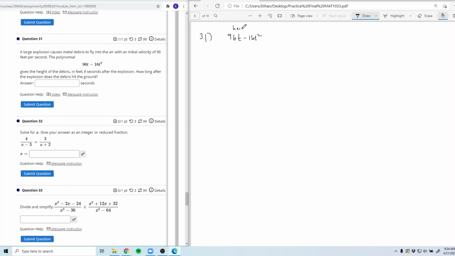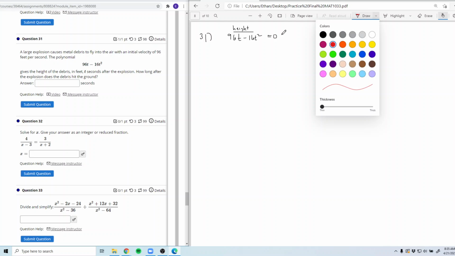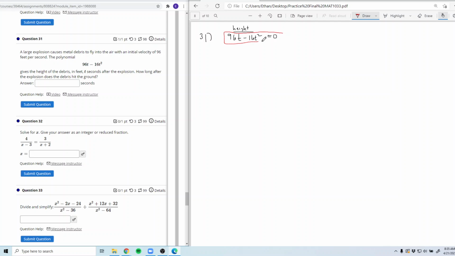Well, if this thing is representing the height, if we want it to hit the ground, what is the height on the ground? The height on the ground is 0. Kind of strange example, but think about if you were 0 feet tall, you would just be on the ground. The top of your head would be on the ground. So that's why the height is going to be equal to 0. What we want to do is now solve this equation. We'll focus on solving this.